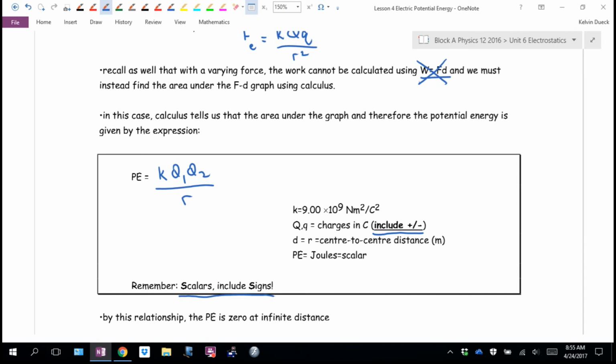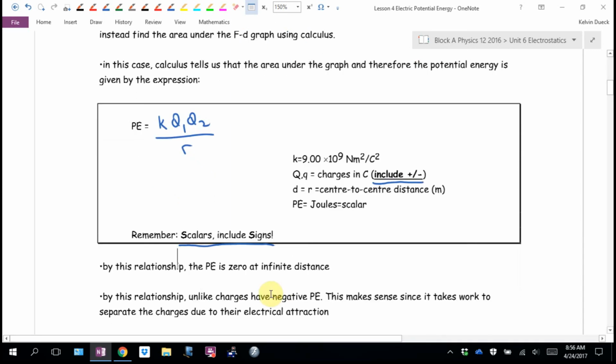Scalar signs. So right beneath that on the second line, I think that's where you have the potential energy equation. You're going to put positives and negatives in. Otherwise, it's the same thing. K, 9 times 10 to the 9th, the same way big G was 6.67 times 10 to the negative 11. Plug in the charges, the same way you plugged in the masses. Only thing is, the numbers will typically be nicer.